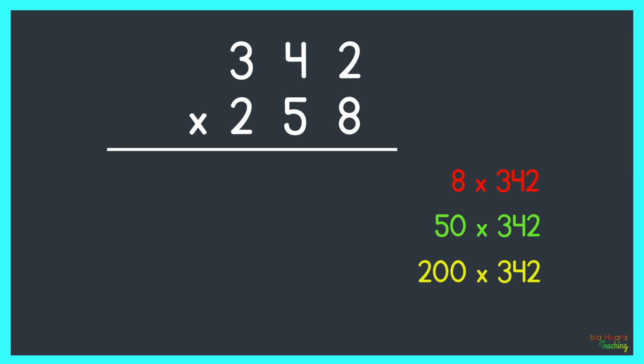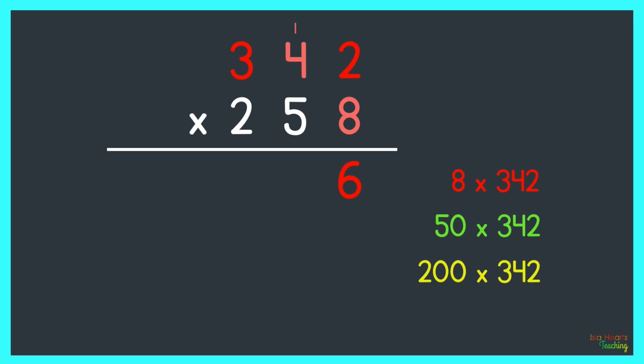So, now we're ready to multiply. Let's start with 8 times 342. 8 times 2 equals 16. We can't fit the 16 in the answer space because it has 2 digits, so we will write the 6 and place the carryover 1 in the next column.